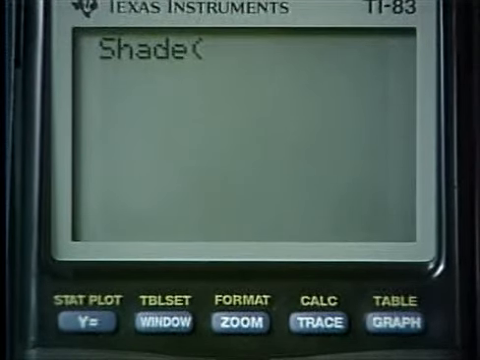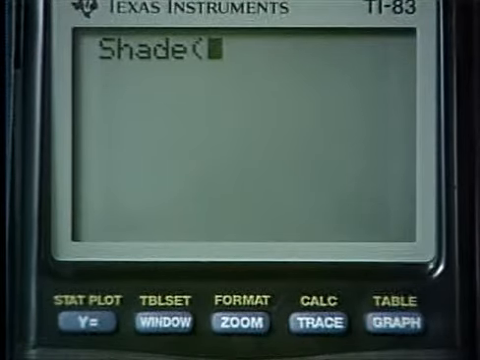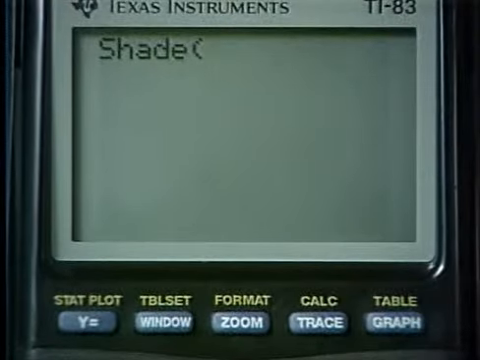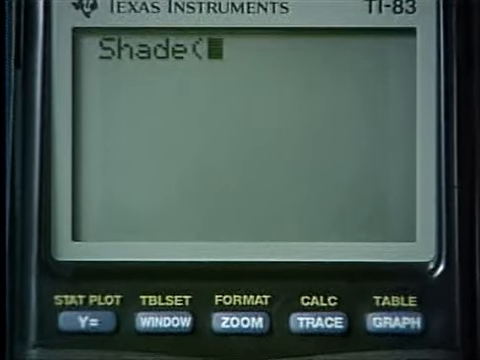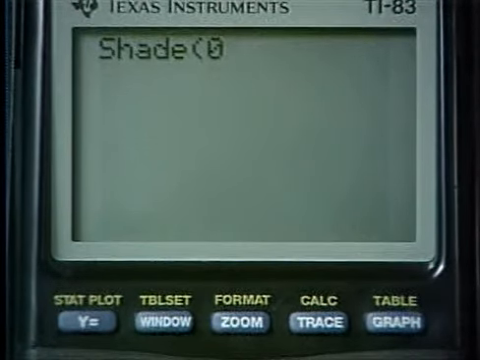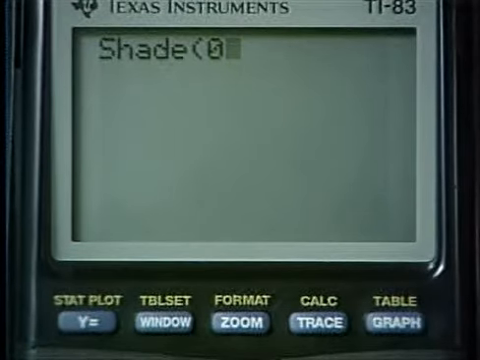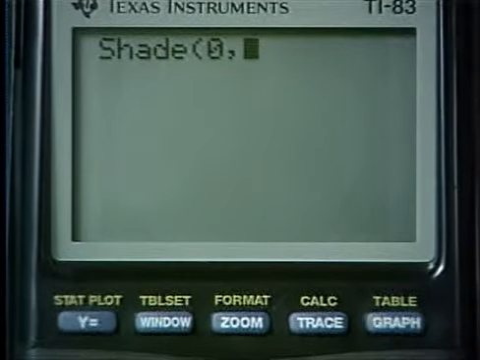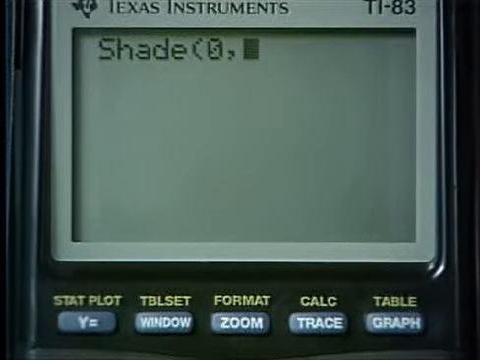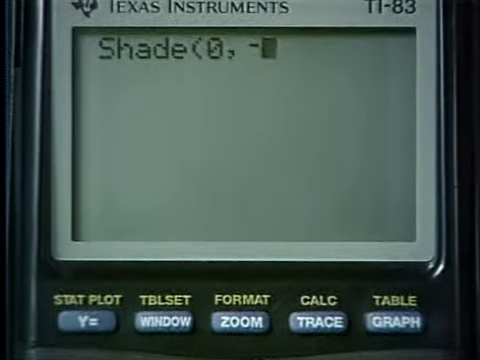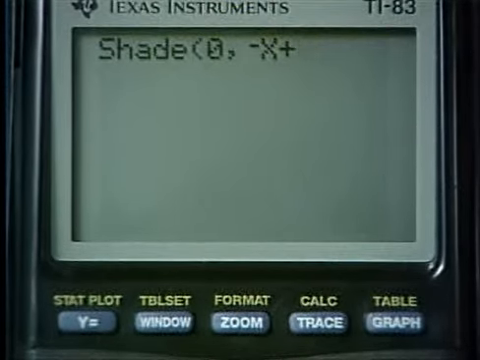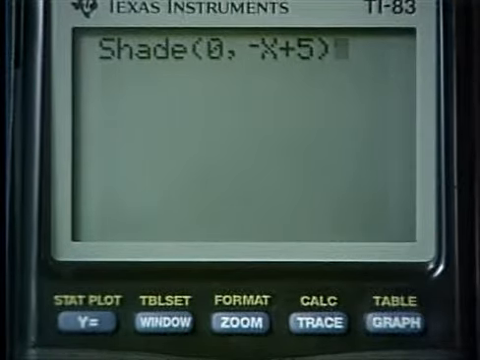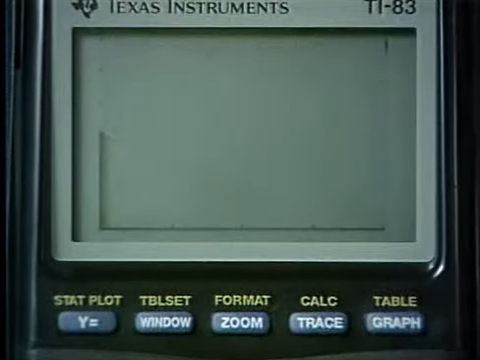Now, the protocol for shading is this, that you're supposed to enter the bottom of the shaded region as a first item and then the top of the shaded region as a second item. So I'm going to enter 0 for the bottom. Now this is like entering y equals 0, you see, for the bottom of the shaded region. And now a comma belongs in between. And then we want the top of the shaded region, and that top is defined by the line negative x plus 5. So negative x plus 5 is the top. I'll close the parenthesis and press enter. Don't press graph, press enter.